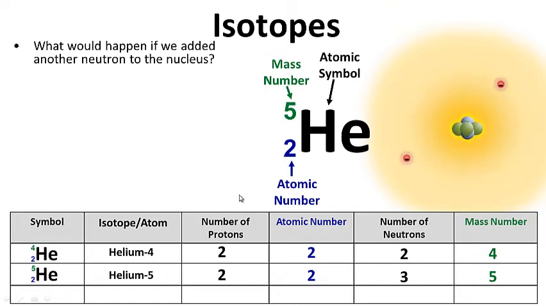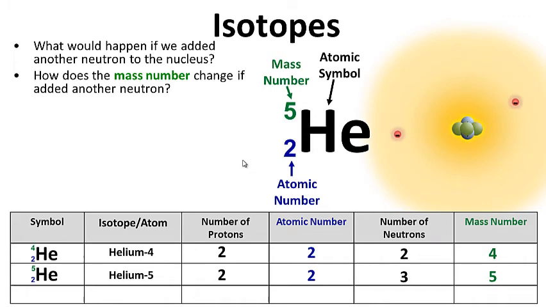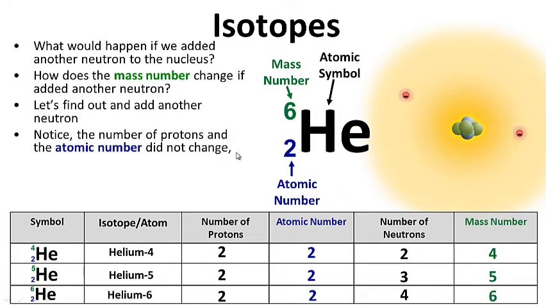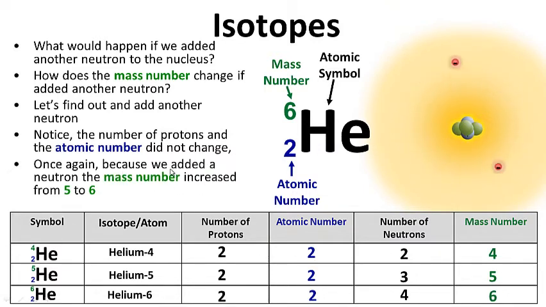Well, what would happen if we added yet another neutron to the nucleus? How does the mass number change if we add another neutron? Well, let's find out here. Add another neutron. Notice once again the atomic number, or the number of protons, did not change. But once again, because we added another neutron, the mass number increased from 5 to 6, giving us the isotope helium-6.